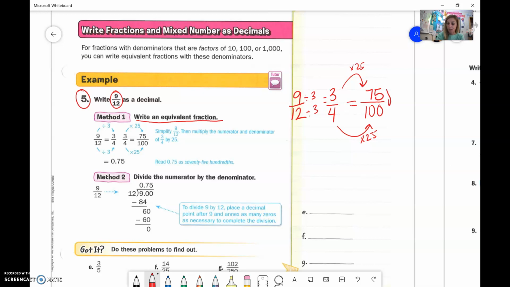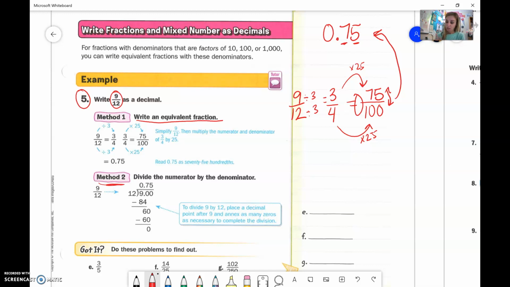Now remember, I write that exactly like a decimal. 0 and, because I don't have a whole number right here, so 0 and 75 hundredths. Remember, tenths, hundredths. All right, so that's method number 1, finding an equivalent fraction. Method number 2 is dividing the numerator by the denominator.